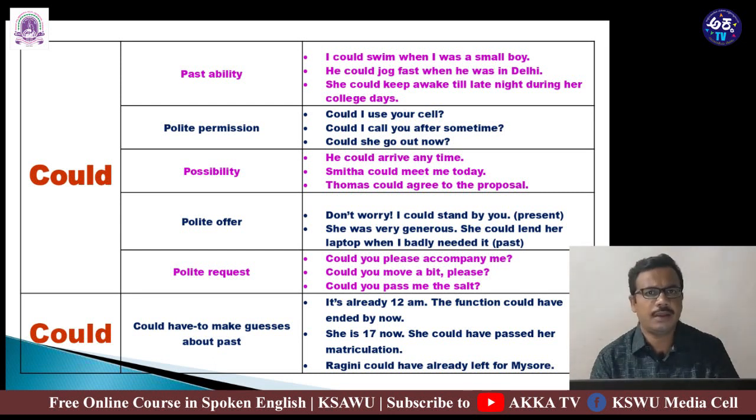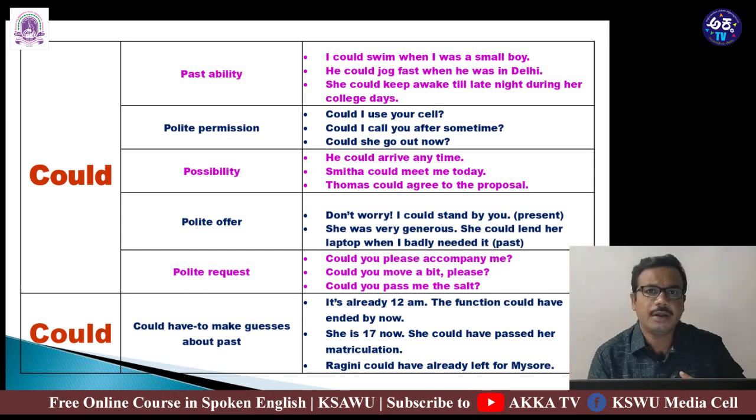Could is used. See, can is used for ability, present ability. Could is used for past ability. The ability that is no longer with me now. That ability, it is not possible for me to do things as I was doing in the past. Okay, it is very clear from the examples here. I could swim when I was a small boy. Now I cannot swim. It is my past ability. When I was a small boy, I could swim very well. Now it is not possible for me. It is my past ability.